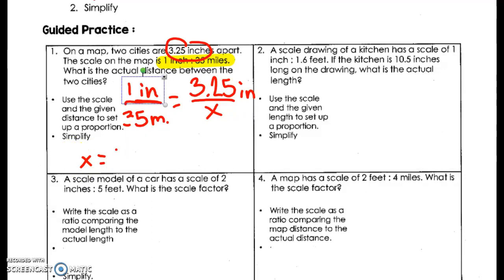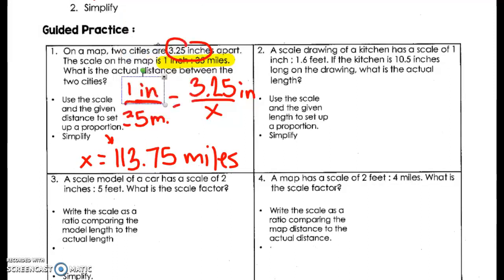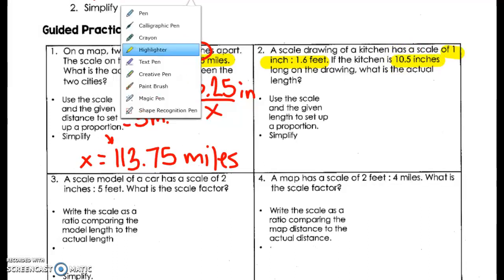I got that x equals 113.75 miles, and that would be our final answer. If they were 3.25 inches apart on the map, in real life, they're 113.75 miles apart. So let's try it again with example number 2. This time the scale drawing has a scale of 1 inch to 1.6 feet. If the kitchen is 10.5 inches long on the drawing, what's the actual length?